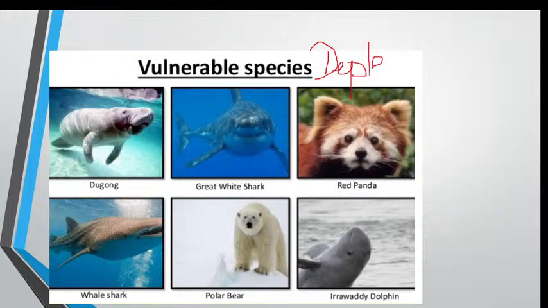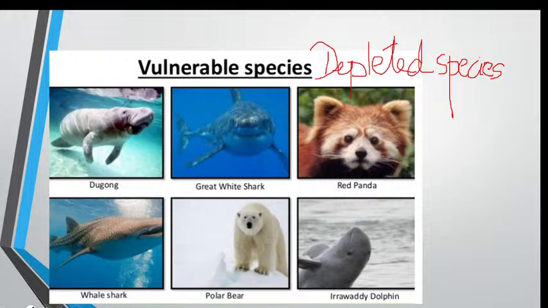Vulnerable species is also called depleted species. These are the species which are not critically endangered but facing a high risk of extinction in the world. Their numbers are reduced. So vulnerable species means they're not critically endangered but their number is less. If not properly conserved, they will become extinct.